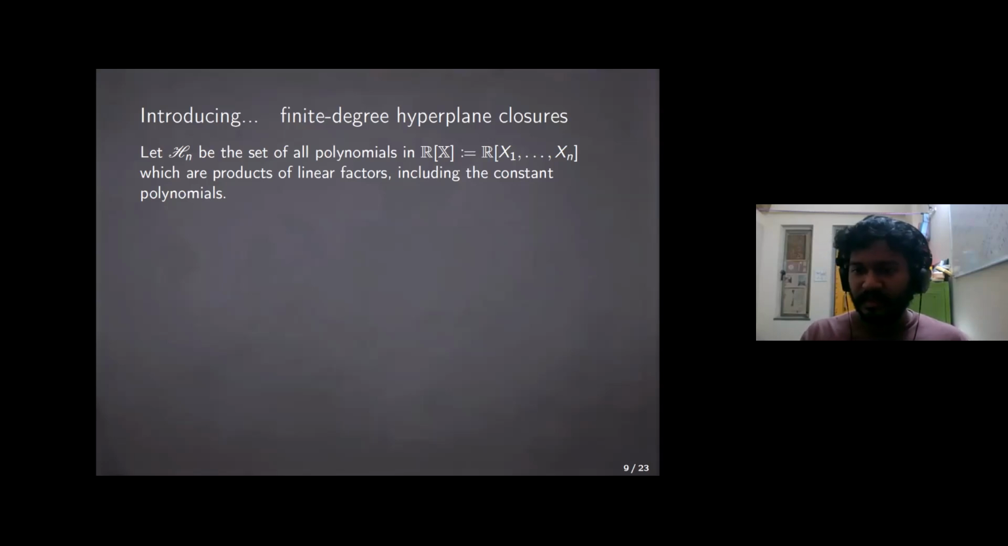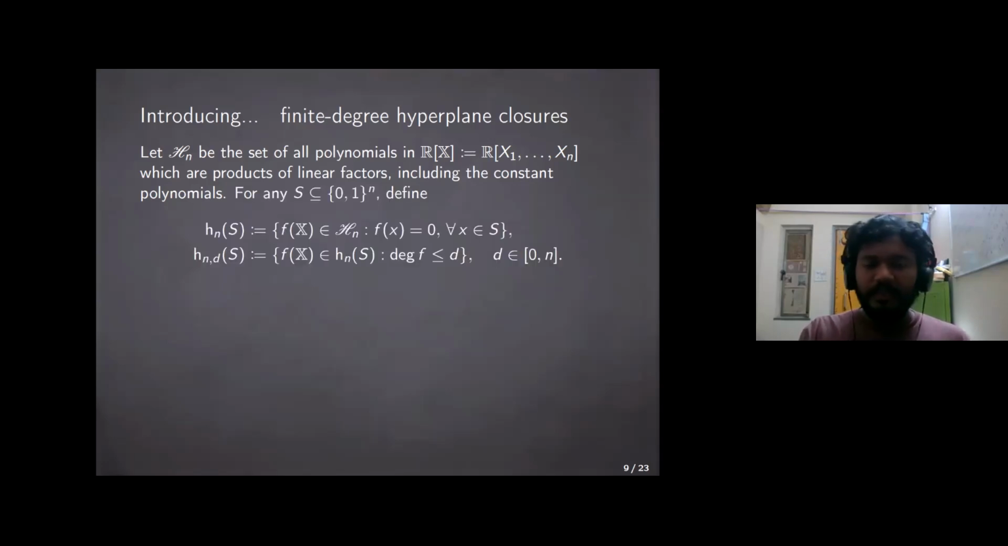Essentially, H_n is a collection of all hyperplane arrangements, to put it in the simplest of terms. Every hyperplane arrangement, as a polynomial, is a product of linear factors, and I've just collected all of them. Now for any subset S, I can define H_n of S to be all those polynomials which vanish on S, in other words, all those hyperplane arrangements which cover S. And H_n,d of S is all those hyperplane arrangements with at most d hyperplanes, or in other words, the collection of all hyperplane polynomials with degree at most d.